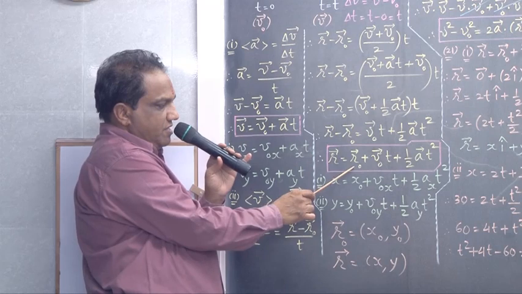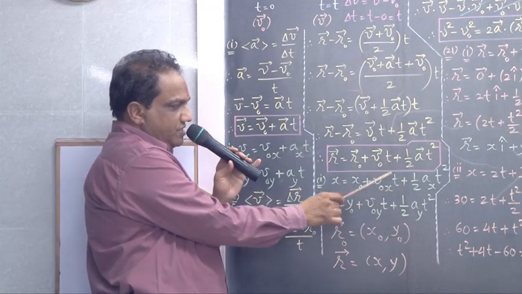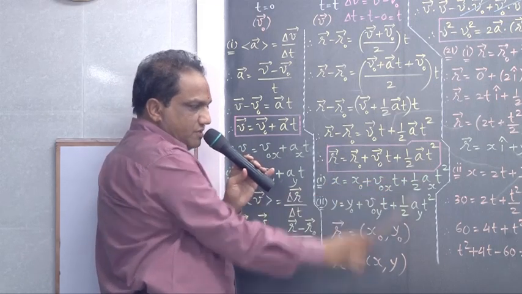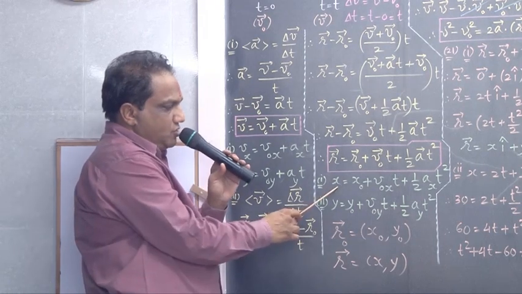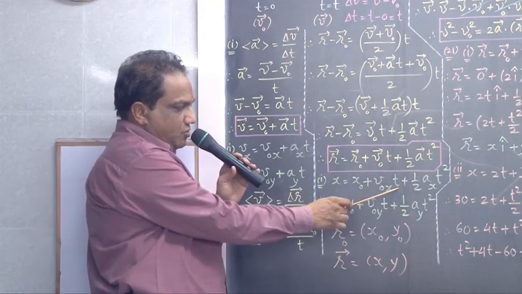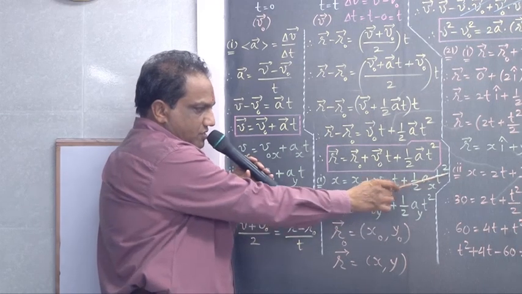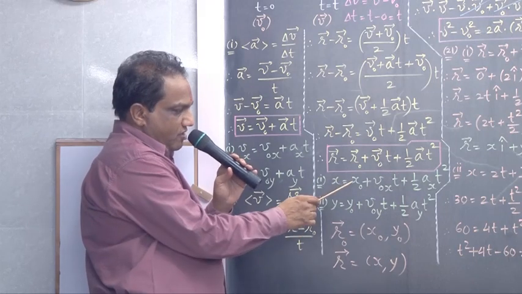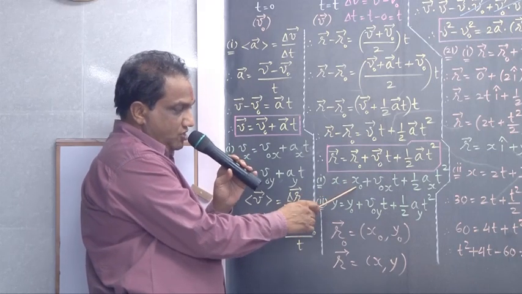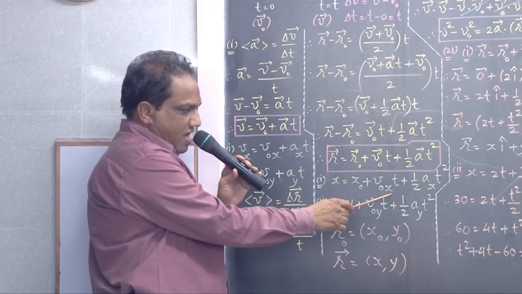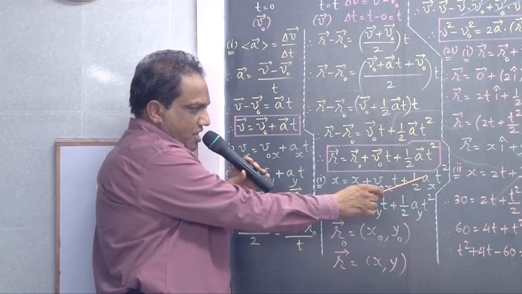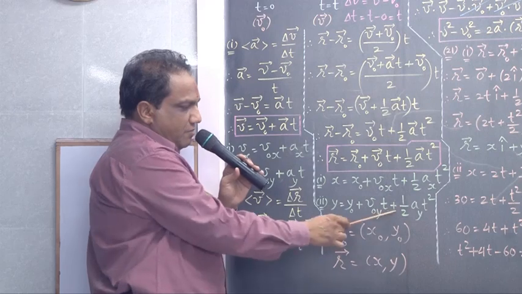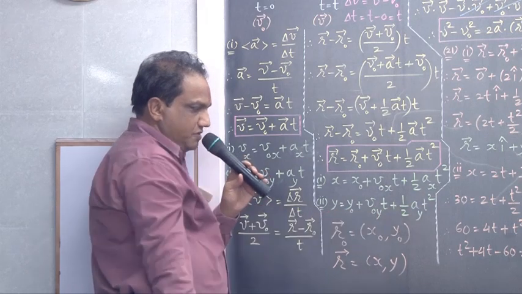Fine. Write first of all the x component. Here it is x, here it is x0, here it is v0x into t, then 1 by 2, and instead of a, what should you write? ax, t square as it is. Simple. x equals x0 plus v0x into t plus 1 by 2 ax t square. Now write y. y equals y0 plus v0y into t plus 1 by 2 ay into t square. Correct?